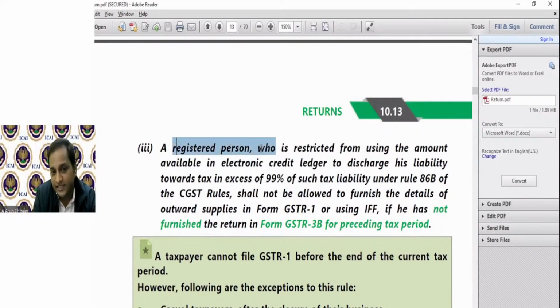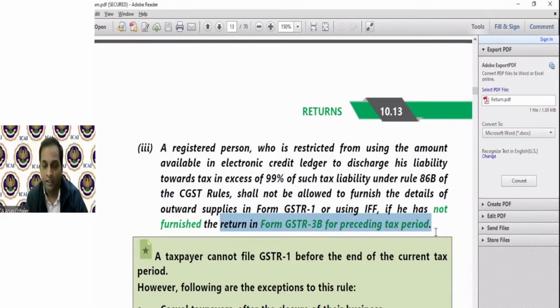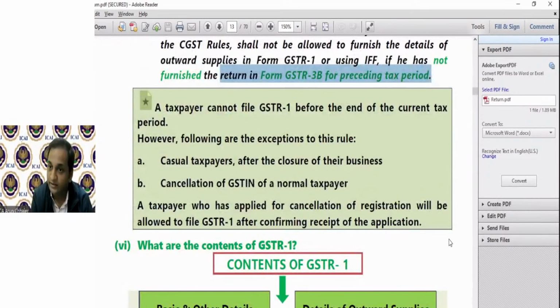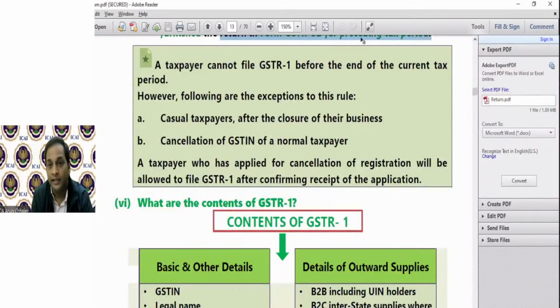And a registered person who is restricted from using the amount available in ECL to discharge his liability, under Rule 86B, shall not be allowed to furnish the details of GSTR1 or IFF if he has not furnished the 3B for the preceding tax period. So these are the restrictions wherein the GSTR1 will not be allowed to be furnished. Now, a taxpayer cannot file the GSTR1 prior to the end of the tax period. For example, if I like to file the GSTR1 for November, yes, I can file. But if I like to file the GSTR1 for December, I'm not allowed to file.